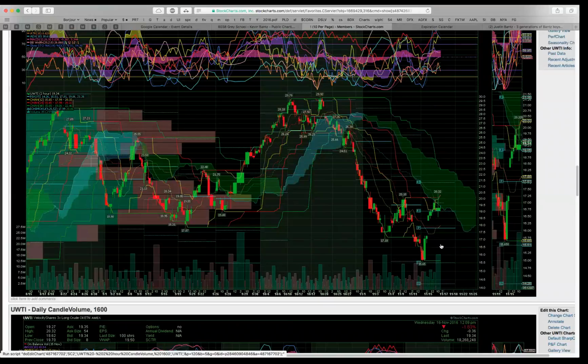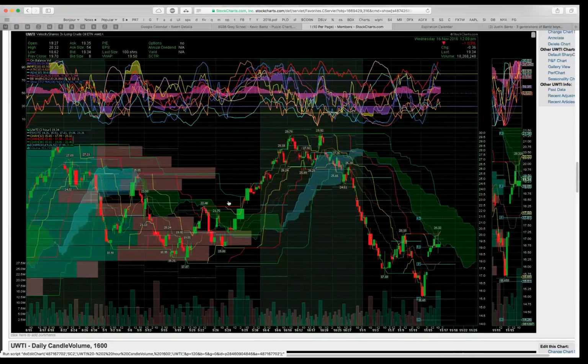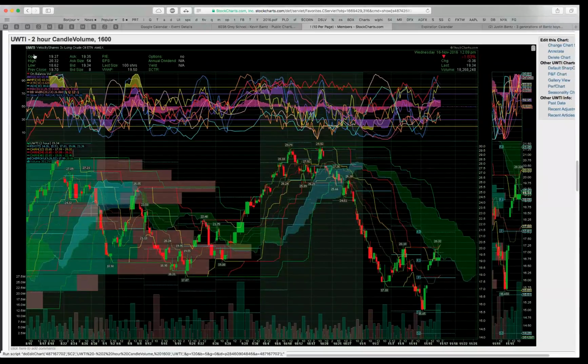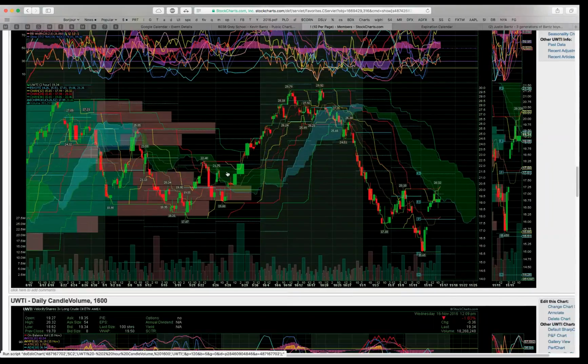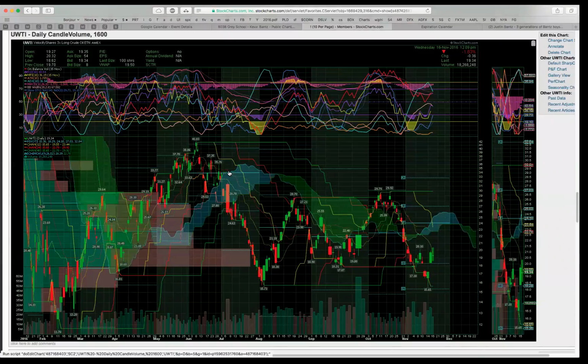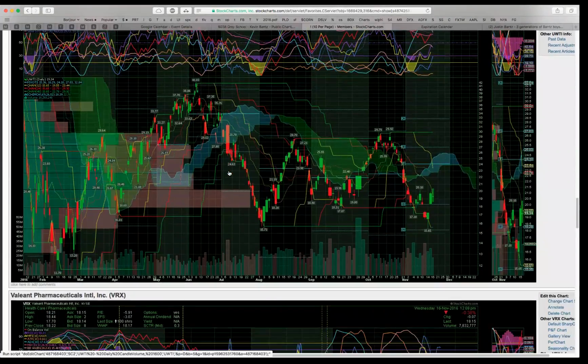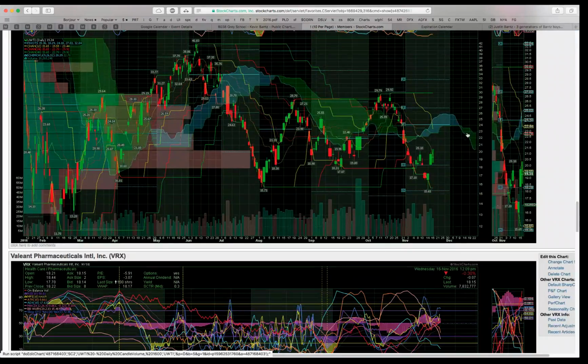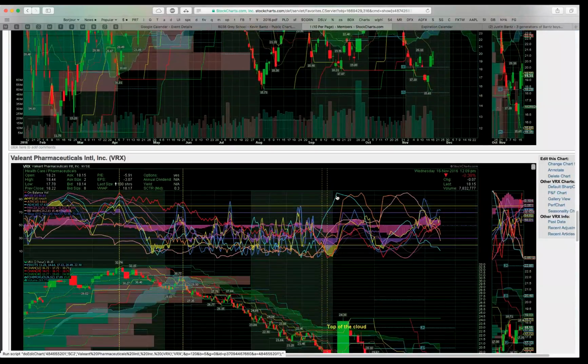Maybe for the bulls here, what is this, a 2 hour inverted head and shoulders is the best I can do for the bulls. But you can see UWTI, it's getting frothy again up in here. Yeah, it's like a bear market bounce. Use the cloud as resistance.